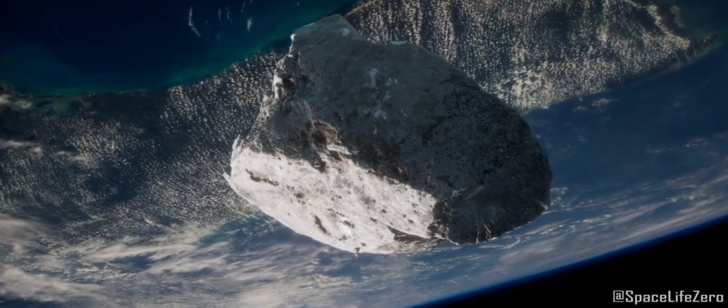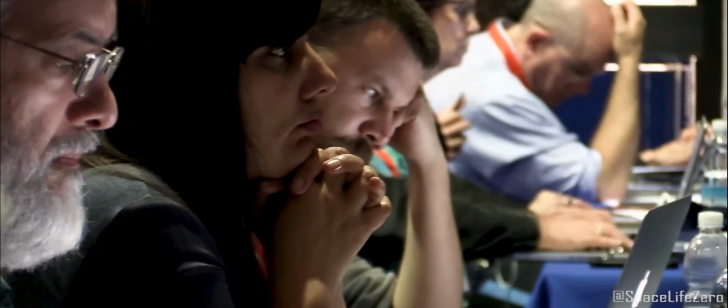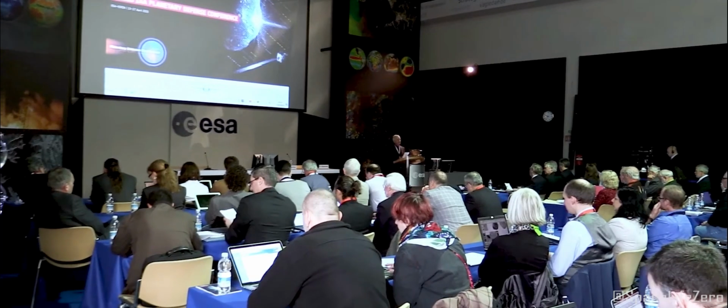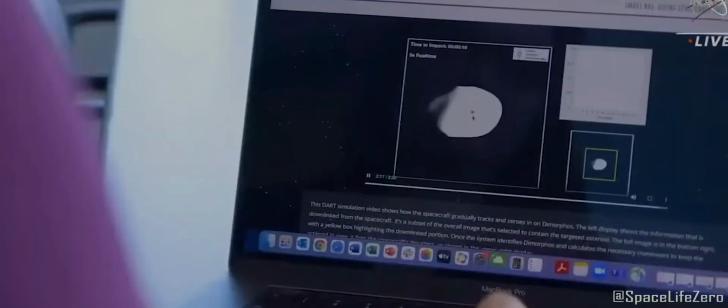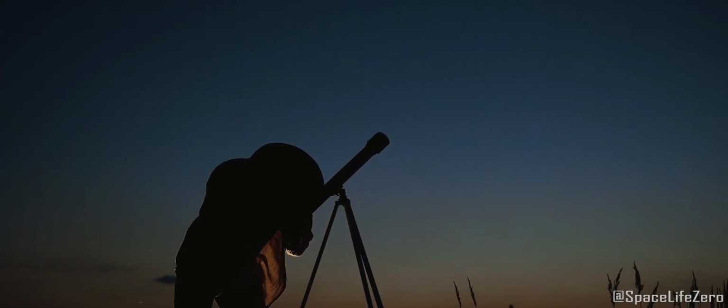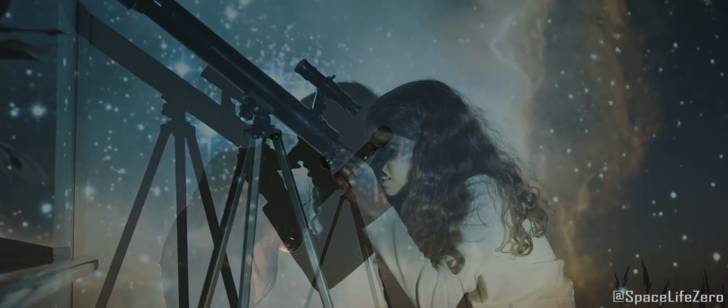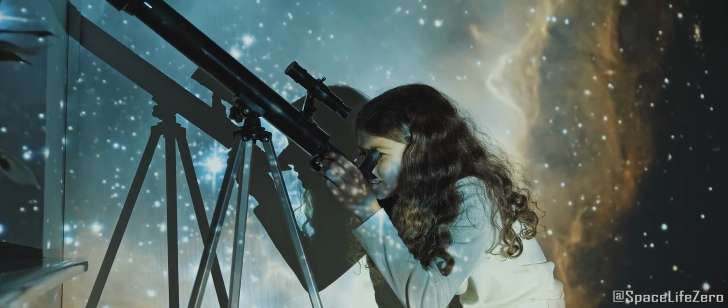Events like this asteroid's close approach highlight the importance of public awareness and education about space phenomena. It's a chance to spark curiosity and engage people in discussions about the wonders of our universe. So, if you've got a telescope handy, keep an eye out. You might just catch a glimpse of this fleeting visitor.